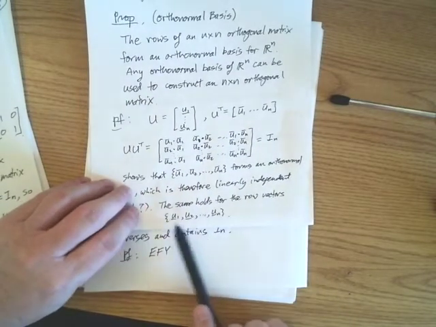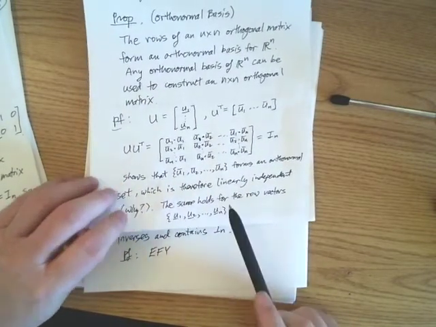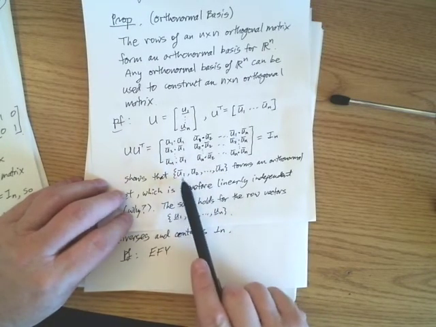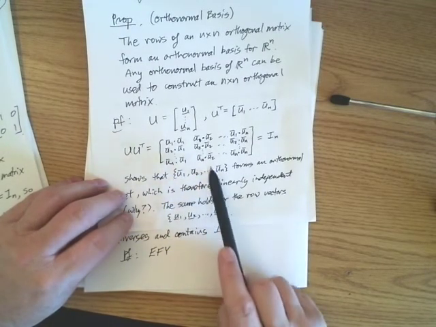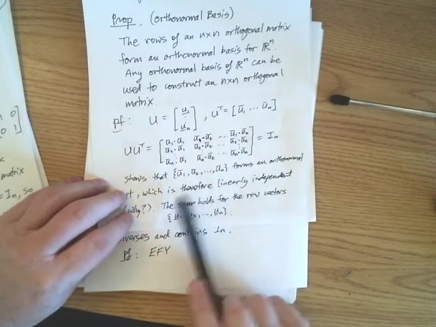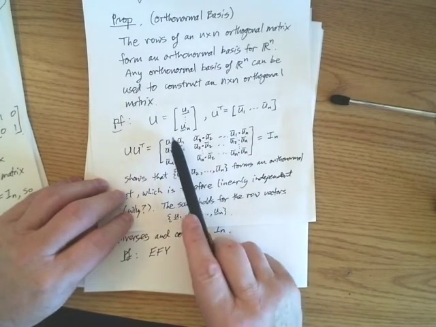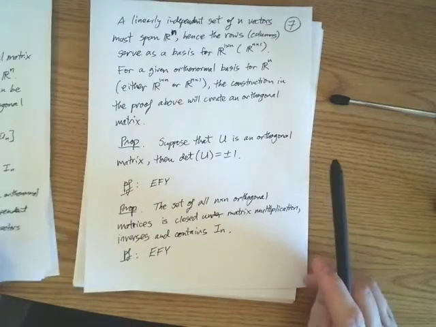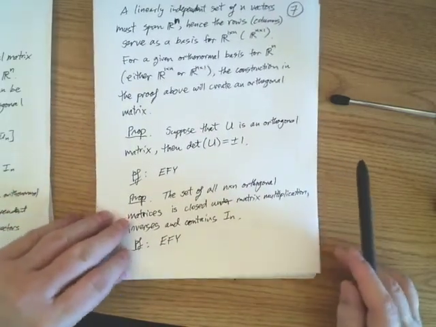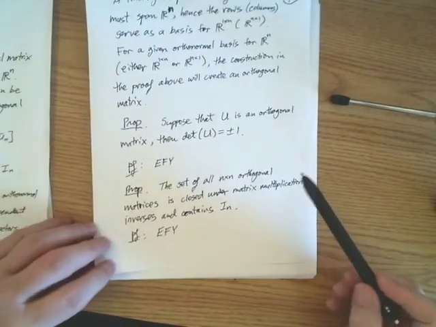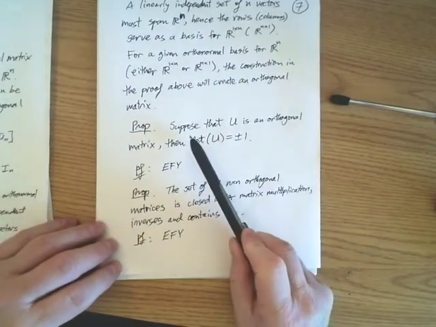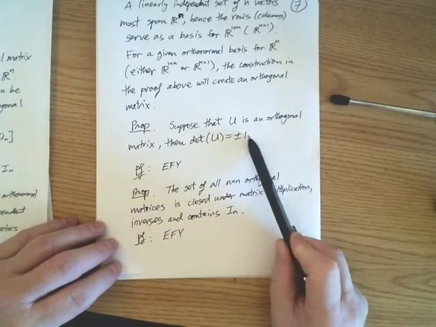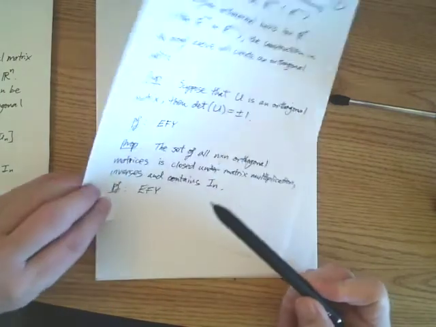So in other words, you can turn this around. If you've got a bunch of orthonormal vectors, you can form an orthogonal matrix very easily just by writing them either as columns or rows, whichever way you want, and you've got it. Here are a couple of propositions that are easy exercises for you. If U is an orthogonal matrix, then I claim its determinant is plus or minus 1. That's an exercise for you.